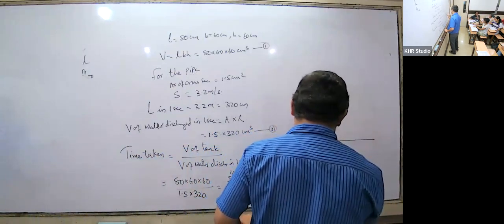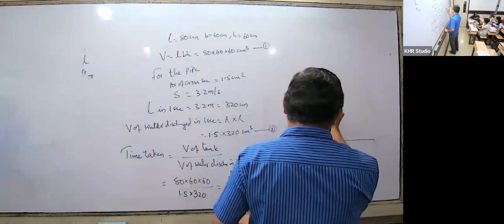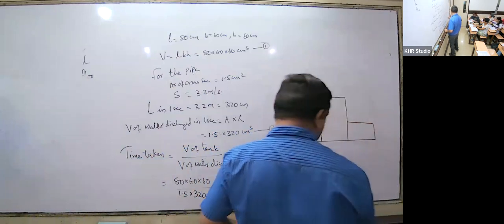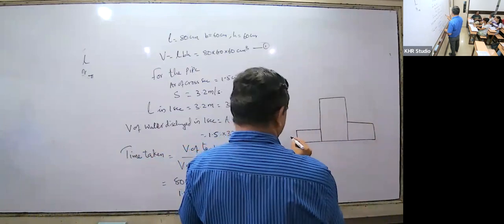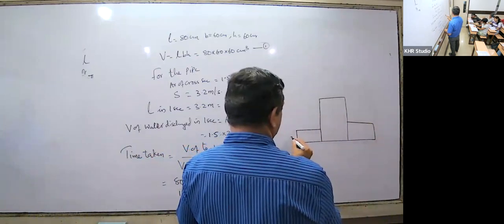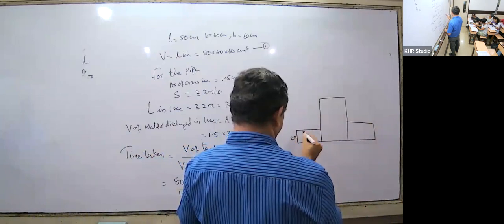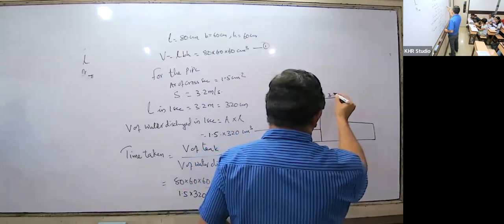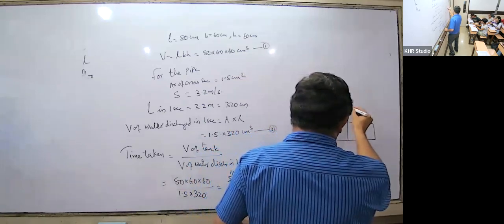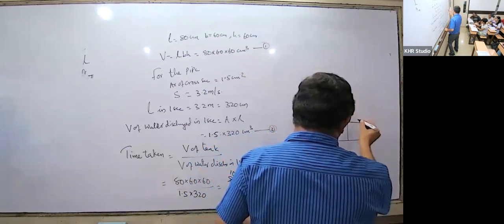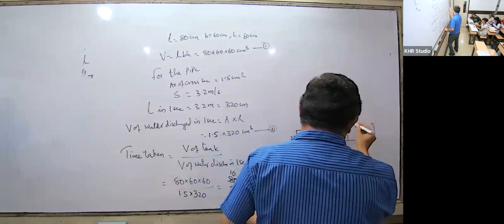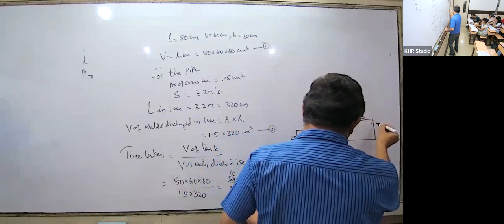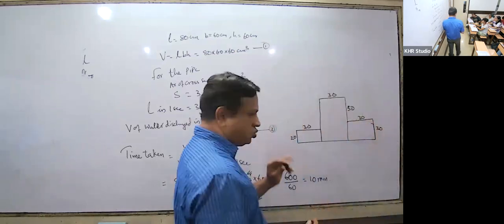Okay, stop talking. This is the first position. This is the face, a cross section face. What is this length? 20. What is this one? 30. And this one? 30. Only this is 20, no?